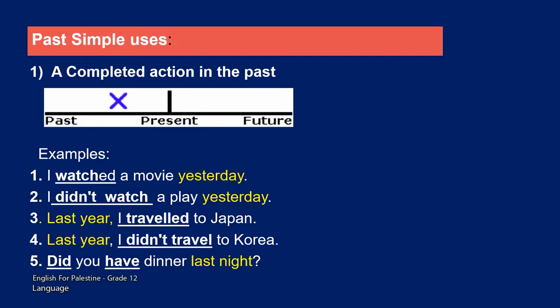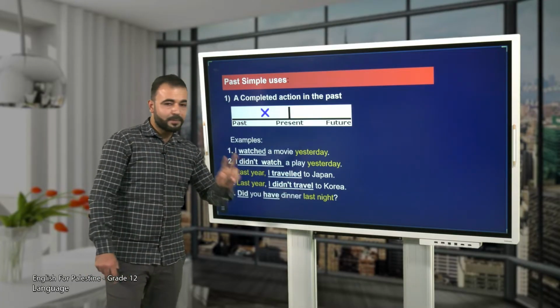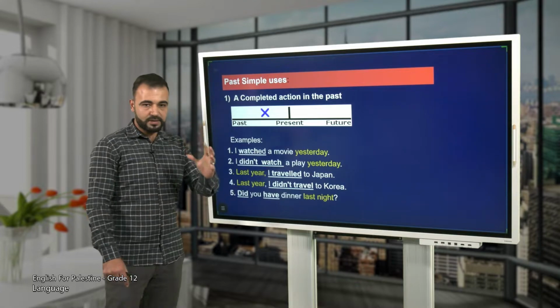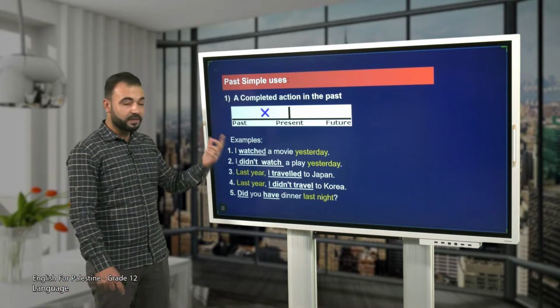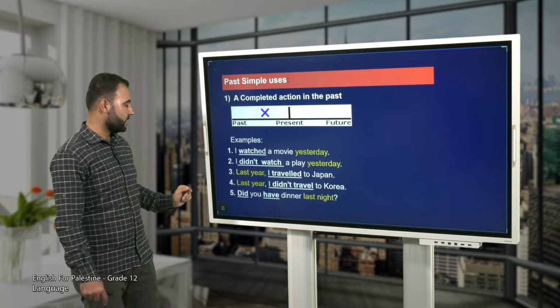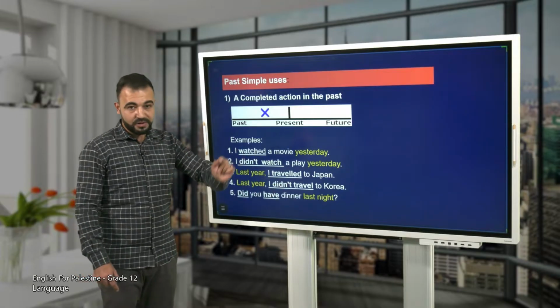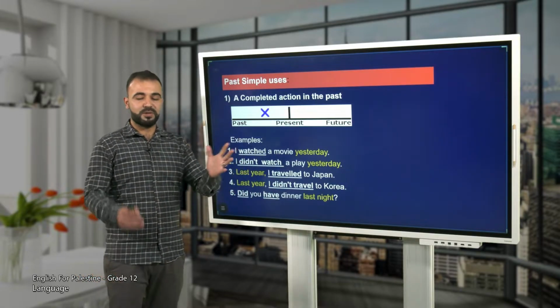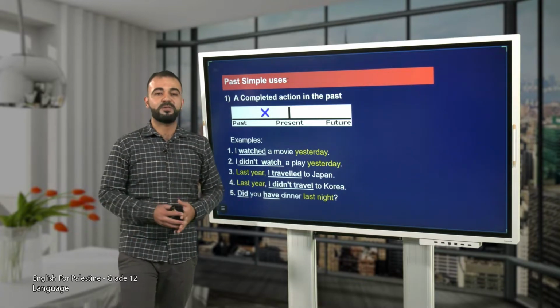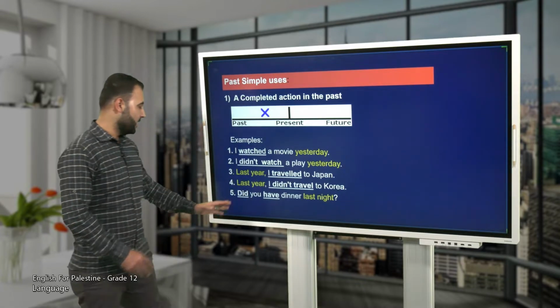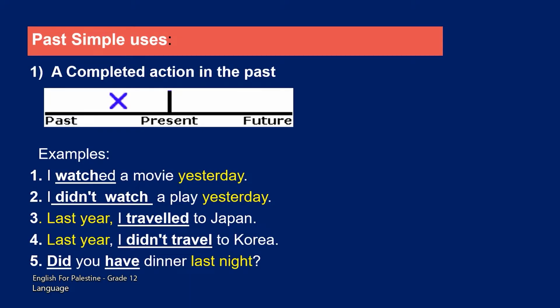Number 3, last year I traveled to Japan. Traveled is a regular verb in the past. It ends with ed. And remember, sometimes we double the L, the final letter in this verb. So last year is also a keyword that relates to the past tense. Number 4, last year I didn't travel to Korea. So didn't also negates the past simple tense, and it must be followed with the infinitive form of the verb. Number 5, did you have dinner last night?